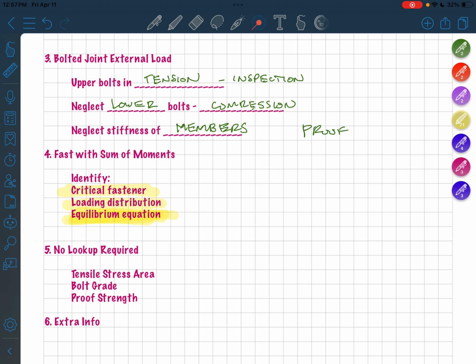And then lastly, there's no lookup required here. Not every problem requires a lookup in the reference manual. They gave you info that you didn't need: tensile stress area, bolt grade, proof strength. We see this all the time. Extra info, trying to trip you up, making you go look for something you don't need to look for.